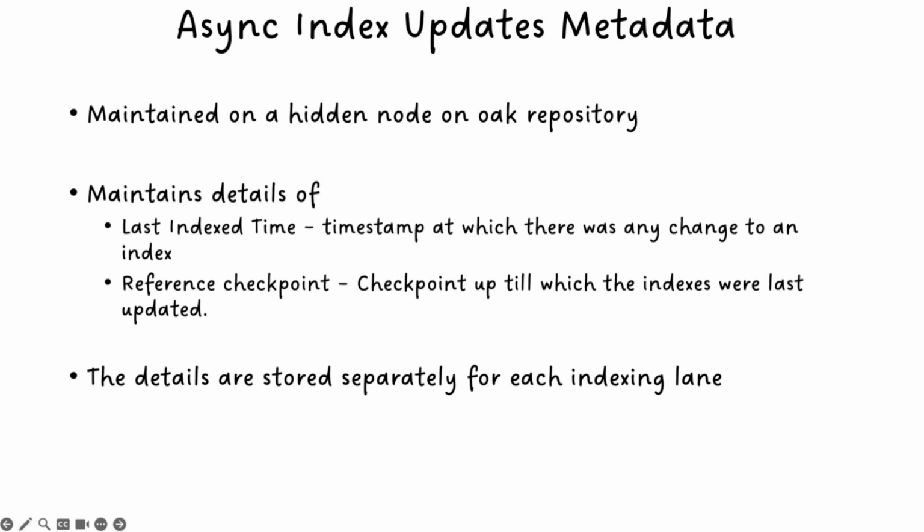The third part would be async index updates metadata. This metadata is maintained on a hidden node on the Oak repository, and it maintains the details of when any async index was last updated and the checkpoint up till which the indexes were last updated. These details are stored separately for each indexing lane.